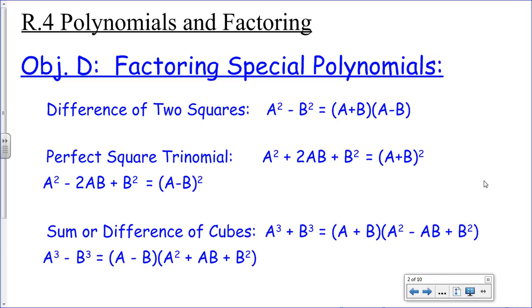Okay, so this is the second part of R4. And we're going to talk about factoring these special polynomials. We're really going to look a lot at the sum and difference of two squares and the sum or difference of cubes. The perfect square trinomial, we're going to factor just like normal. And then we'll see at the end that it ends up being a binomial square.